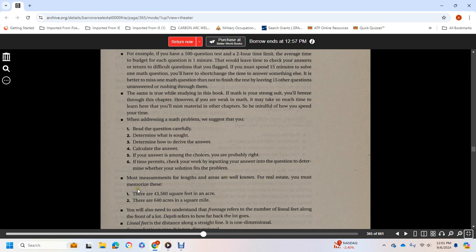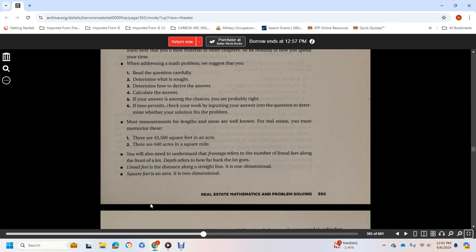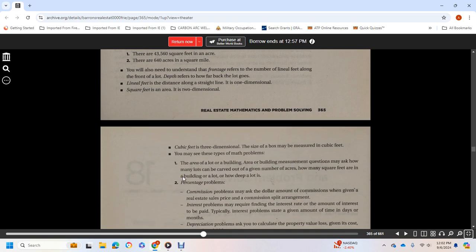For real estate, you must memorize that there are 43,560 square feet in an acre. There are 640 acres in a square mile. You will also need to understand that frontage refers to the number of linear feet along the front of a lot. Depth refers to how far back the lot goes. Linear feet is the distance along a straight line; it's one-dimensional. Square feet is an area, which is two-dimensional. Cubic feet is three-dimensional, the size of a box measured in cubic feet.